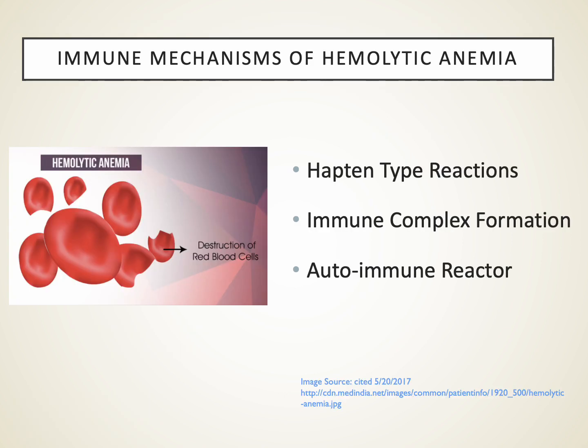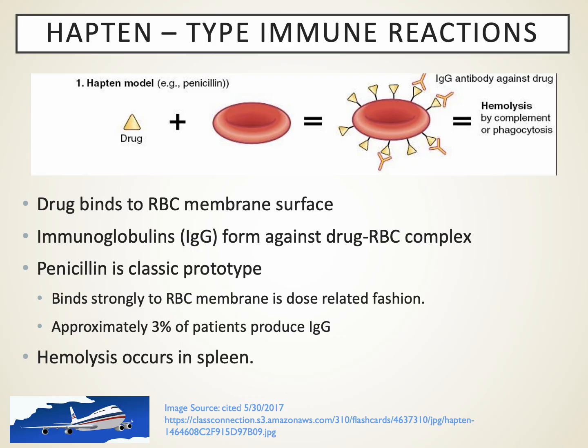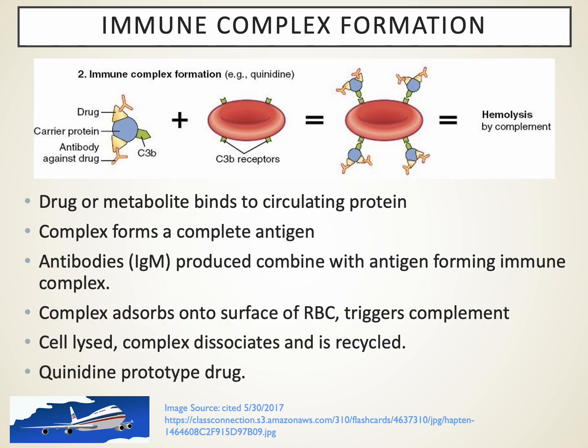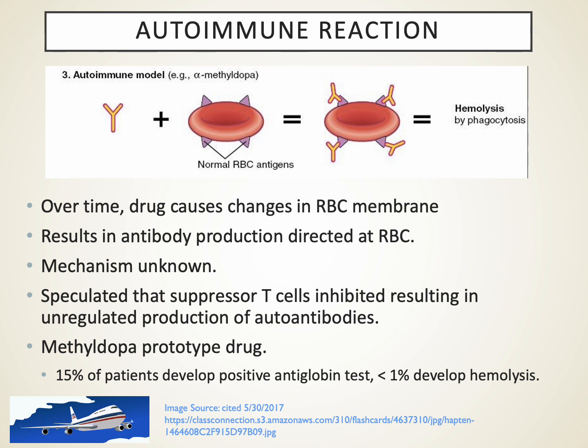The immune mechanisms involved in hemolytic anemia involve a couple of different processes involving either hapten-type reactions or immune complexes or an autoimmune kind of reaction. And the hapten type is the drug binds to the red blood cell and then triggers a specific immune response to that hapten or that antigen that develops and results in hemolysis. We also have immune complexes formed, which also trigger lysis on the membrane of the red blood cell. And there's also an autoimmune type of reaction that can happen as well.